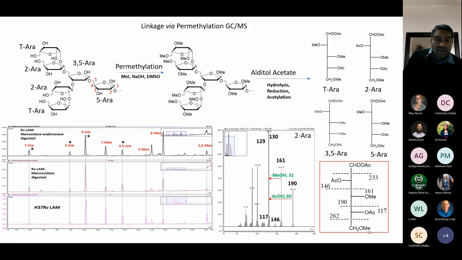Now we have this, which corresponds to exact mass, and one may ask about the major ions at 129 and 130. These are further fragmentation of 190, losing acetate or acetic acid, a loss of 60 Da, and this 161 losing a methanol with 32 Da. How do I know this is methanol or acetic acid? Because we know we have derivatized with acetate, and we have derivatized making methoxy. So that's how we know that this spectrum corresponds to 2 arabinose, 2 linked arabinose.